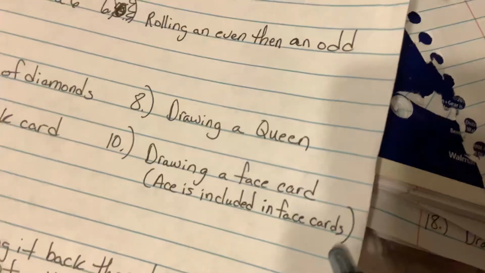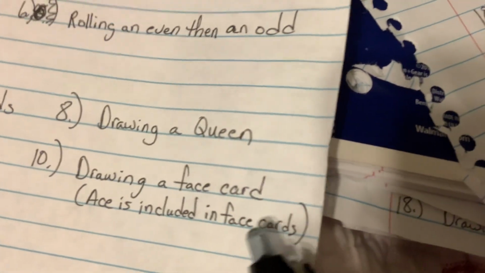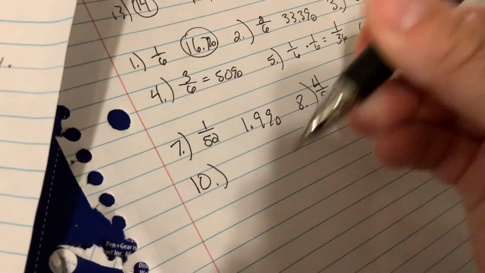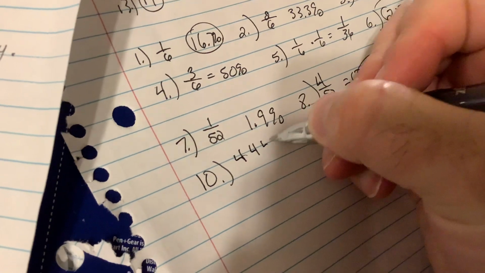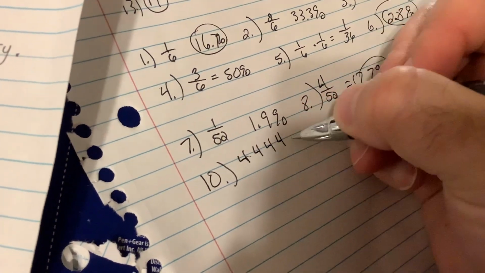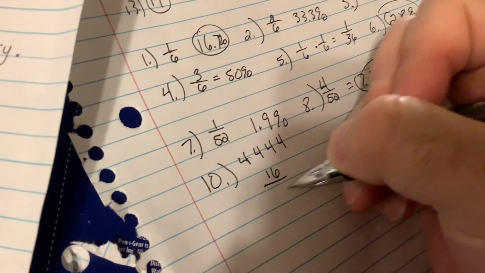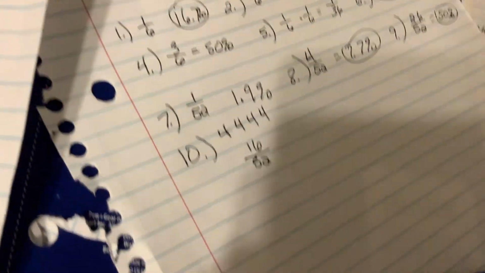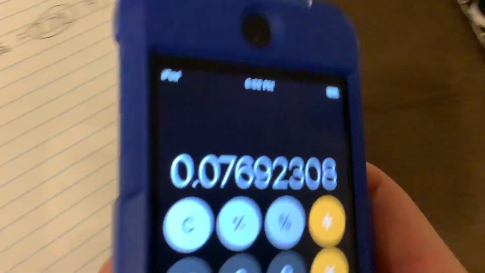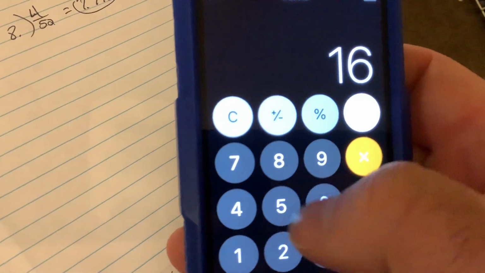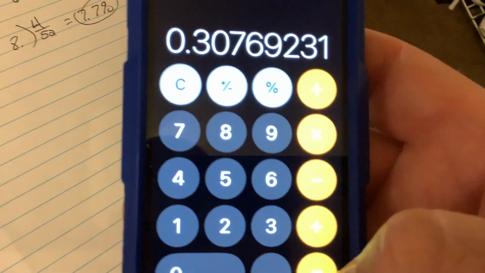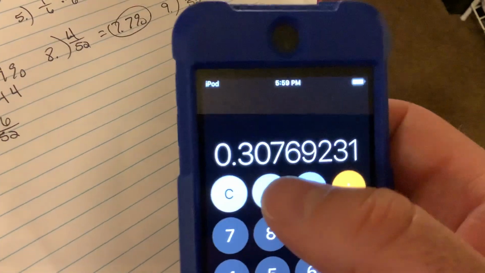Drawing a face card, and I made sure to include the aces in the face cards. So there's 4 aces, 4 jacks, 4 queens, 4 kings. Okay, that's all your face cards. So there's a total of 16 face cards out of 52. So 16 divided by 52 is 30.8%.